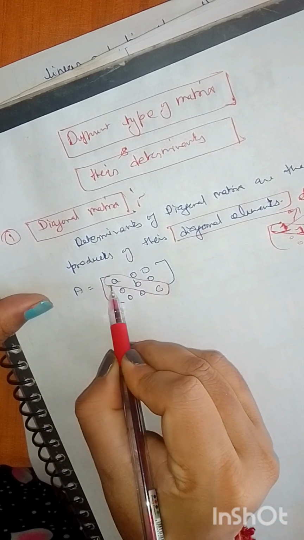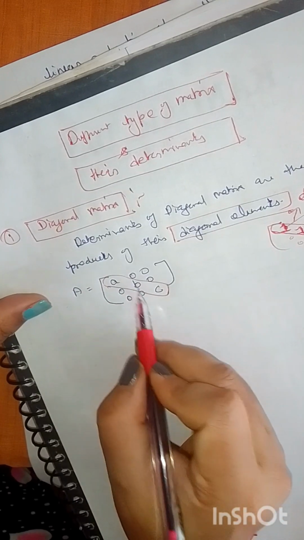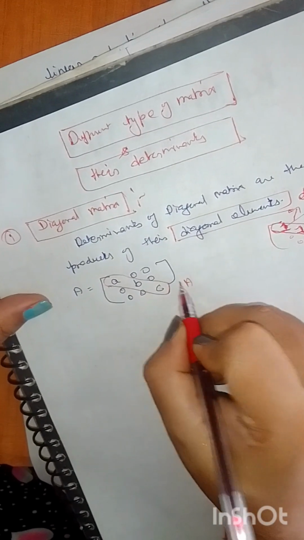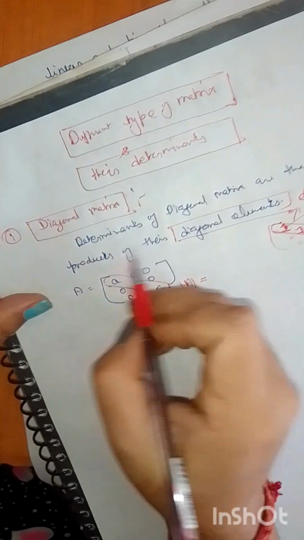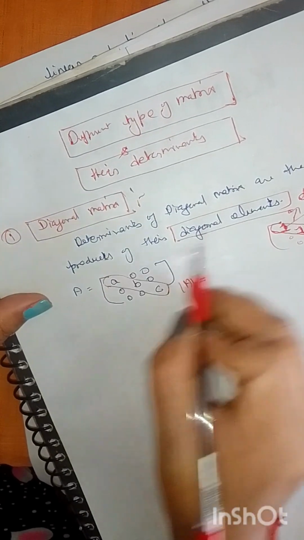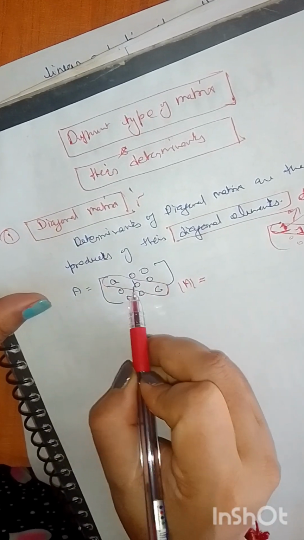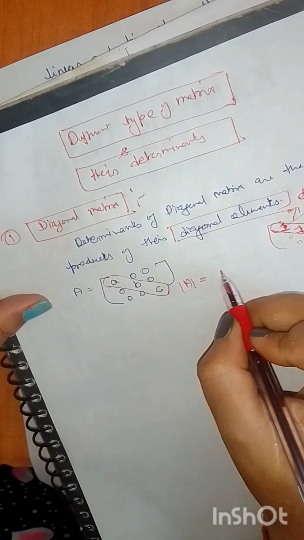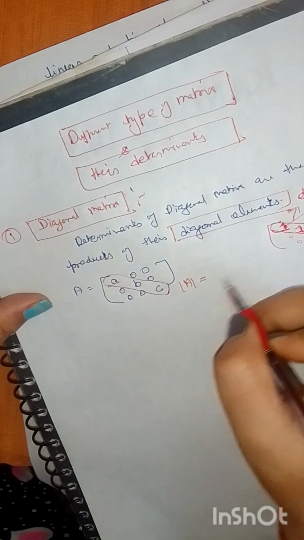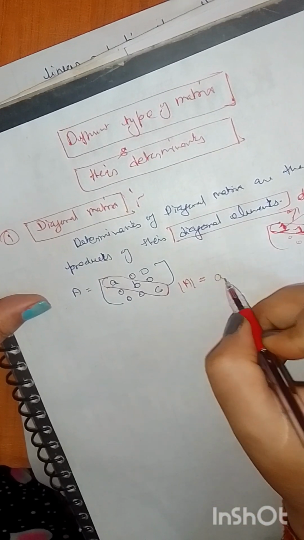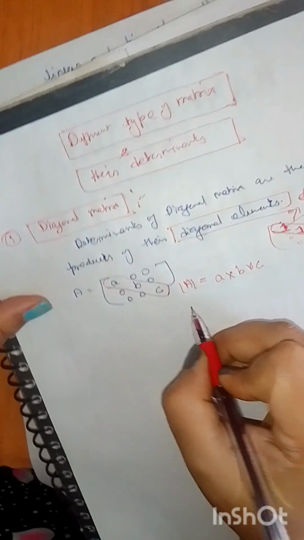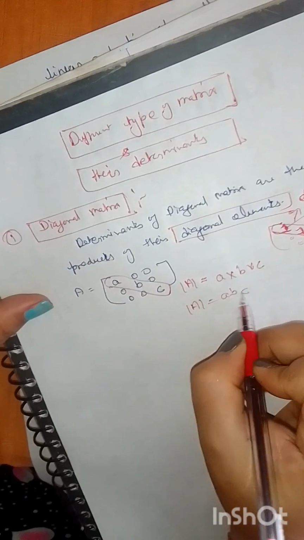If I ask you what is the determinant of this diagonal matrix, it would be the product of the diagonal elements. And what are the diagonal elements? a, b, c. And what is the product? Product means multiplication. So a multiplied by b multiplied by c. So the determinant of A is abc.